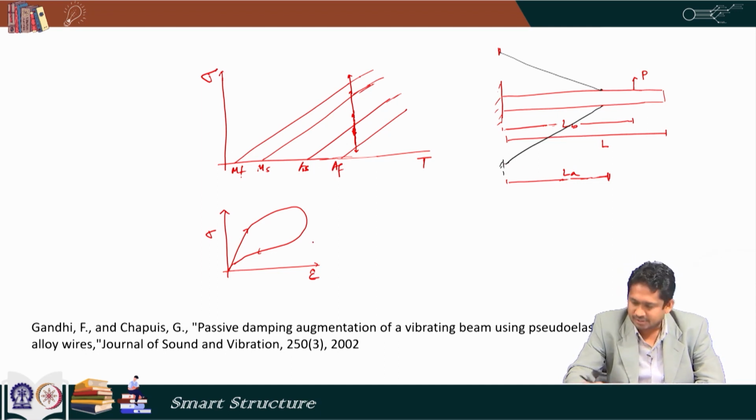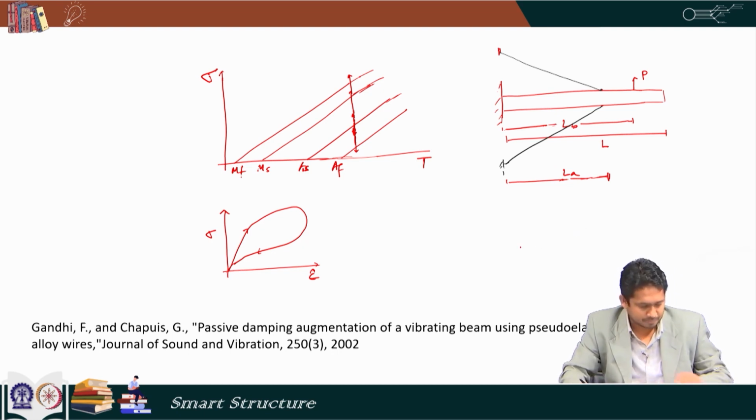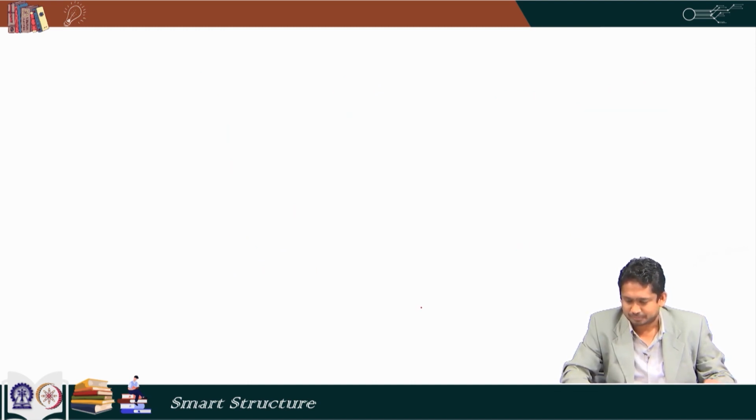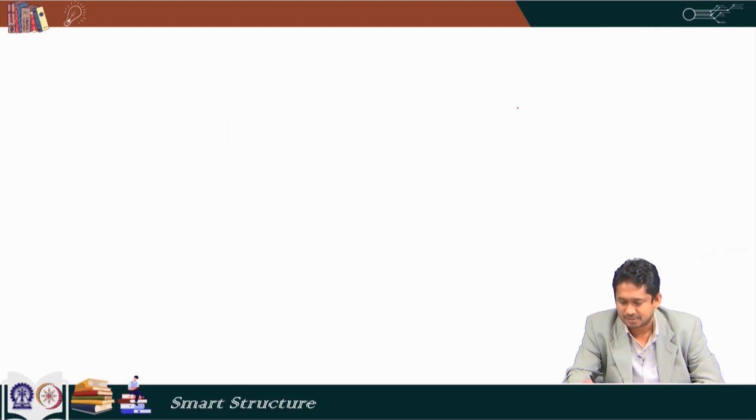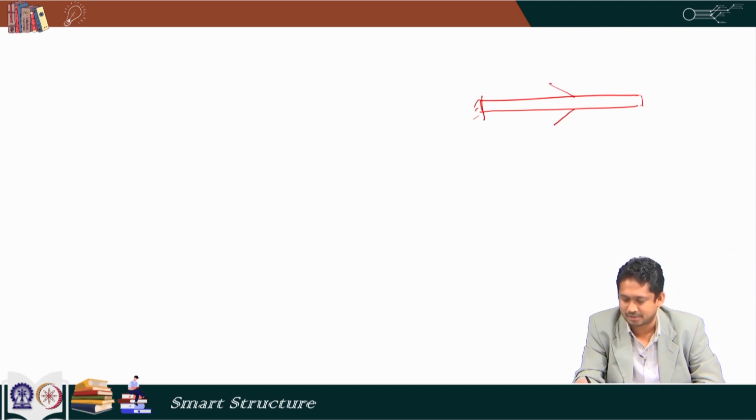Now, if we want to go to the mathematical model, we need to first see what the forces acting on this beam are. So, if this is our beam, it is fixed here, and we have seen that we have a shape memory alloy wire here and a wire here. So, we are just drawing the part which is attached to the beam.